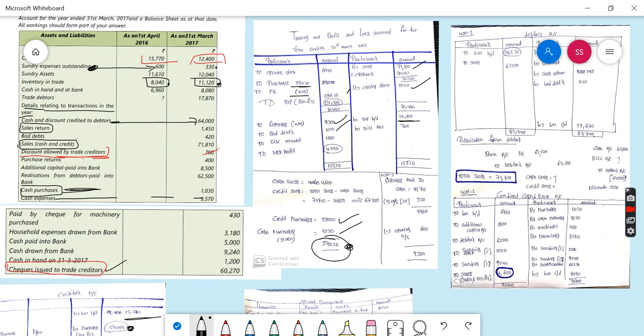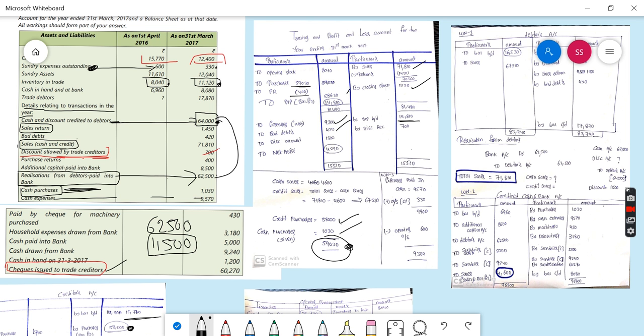So that means in this 64,000, when we make sales to our debtors, obviously we'll collect cash from them. So we collected cash also and we gave discount also. That means both are included in this. We need to know how much is cash, how much is discount. So that's why they have given this information. Realization from debtors paid into bank is 62,500. That means how much we have collected is 62,500. How much balance remaining? 1,500. That means 62,500 minus 64,000. So 1,500 will be considered as a discount.